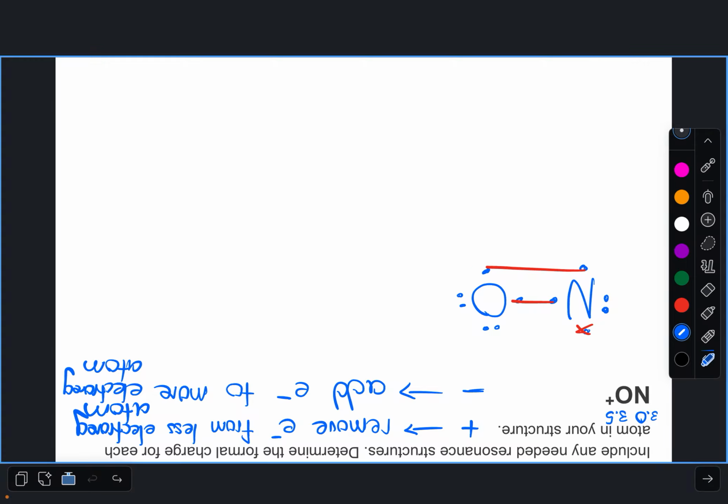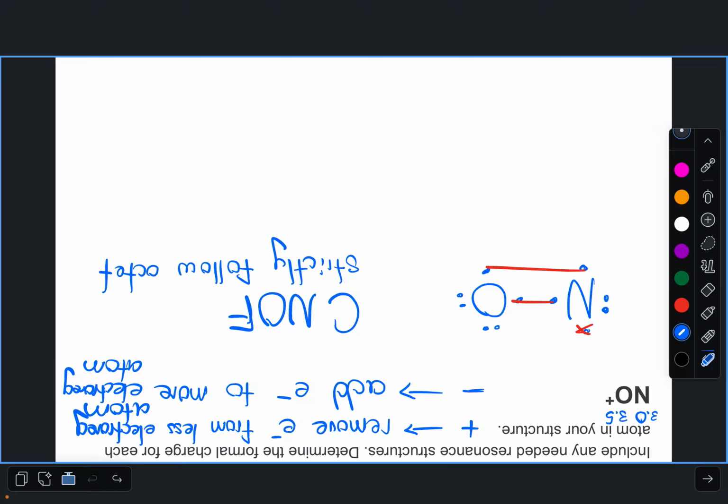Now, on Friday, we are going to talk about exceptions to the octet rule. Before we get there, I'm going to tell you carbon, nitrogen, oxygen, and fluorine. These are in the second row, all in a row on the periodic table. Those guys will strictly follow the octet. It has to do with how small they are. They're really, really small. They are always going to have those s and p orbitals filled.